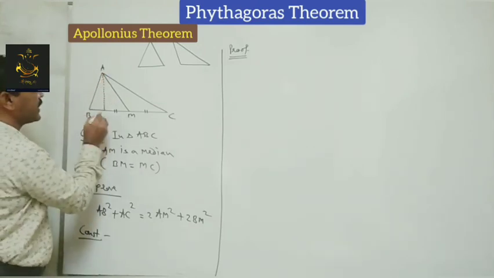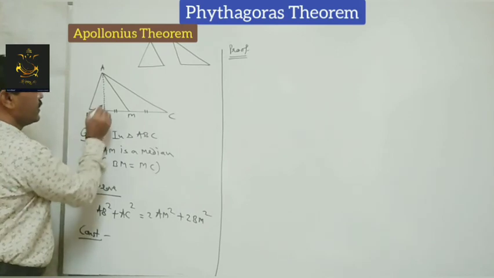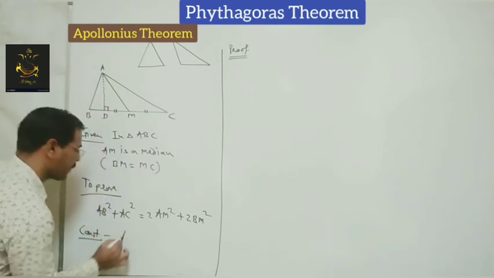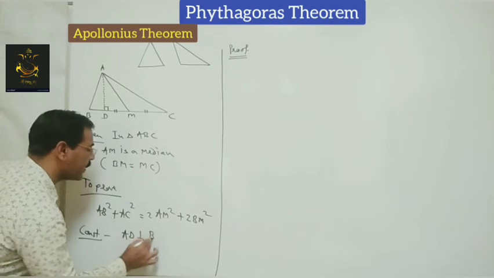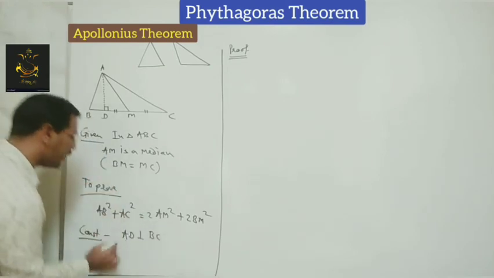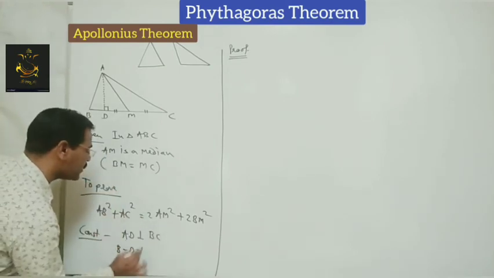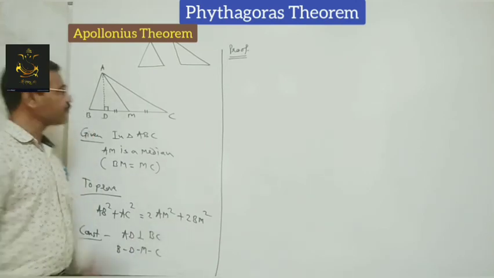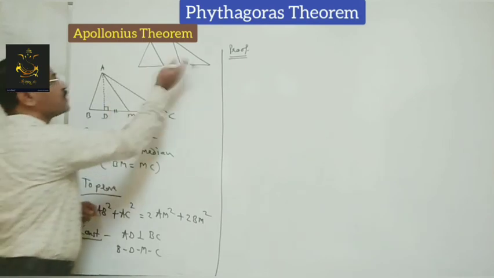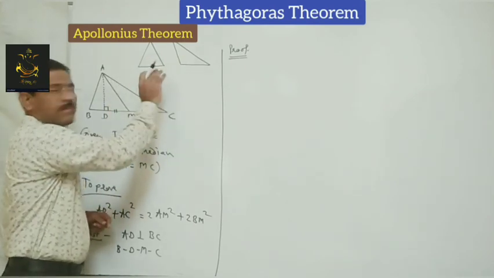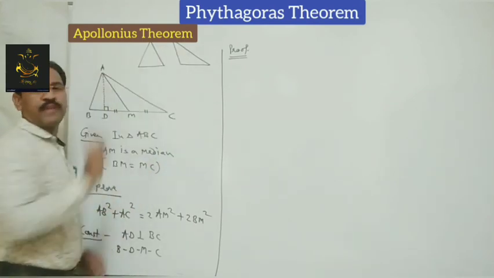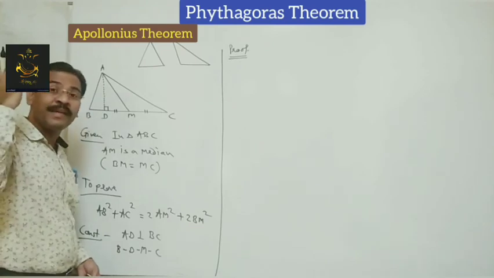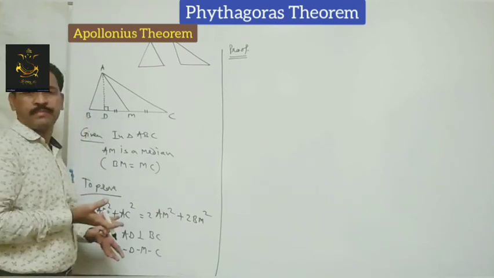This is what I'll take here, AD, which is perpendicular. See here, AD perpendicular to BC. Where is D? This is B, D, M, C. Like this. Okay? Now this is the AD, which is the common height of these two triangles. That one we discussed in similarity. Yes, here also the same thing.